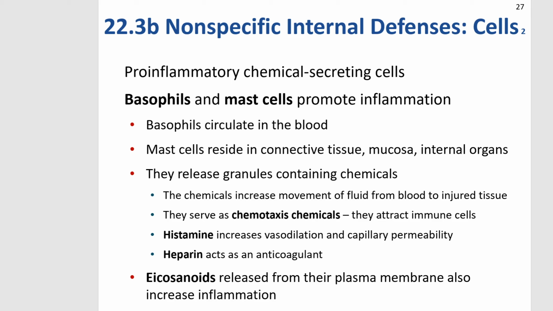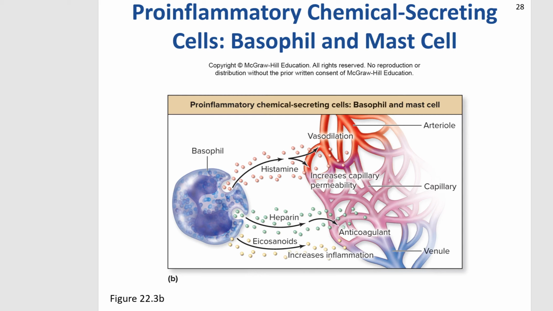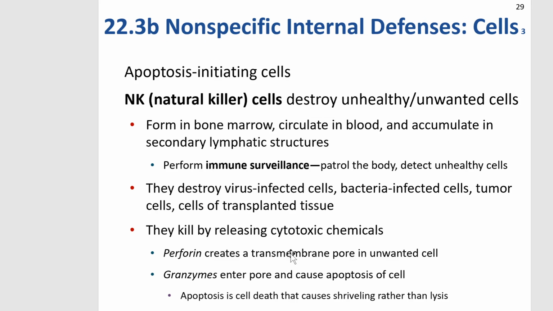Chemotaxis chemicals also attract the immune cells. So all the other immune cells that are out there to attack, it's guiding the way to them. Histamine, a vasodilator, heparin, anticoagulant. So all these different things. You can see they're pro-inflammatory chemicals secreting cells, basophil and mast cells.